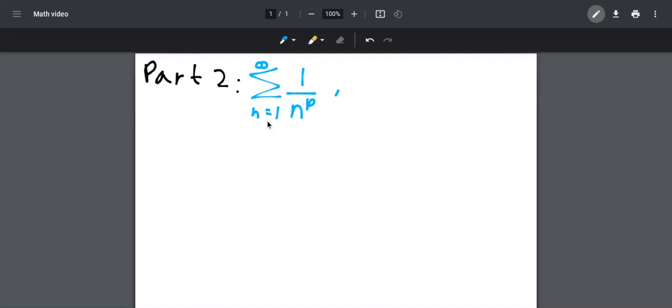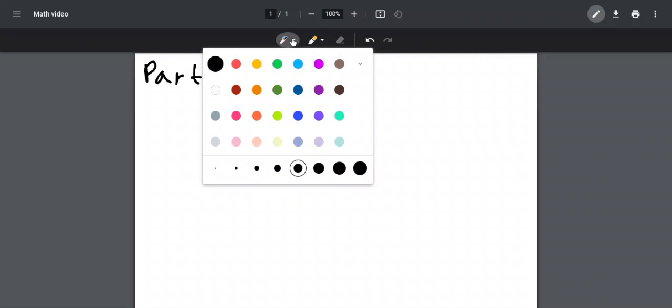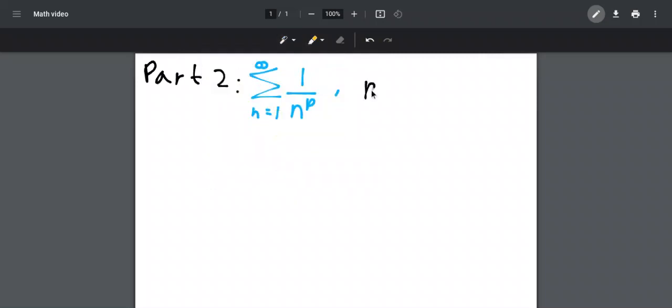What are P series? P series are in this form: the sum from n equals 1 to infinity of 1 over n to the p, where p is the power. And there's a condition for convergence, where p should be greater than 1, for the series from 1 to infinity of 1 over n to the p to converge.